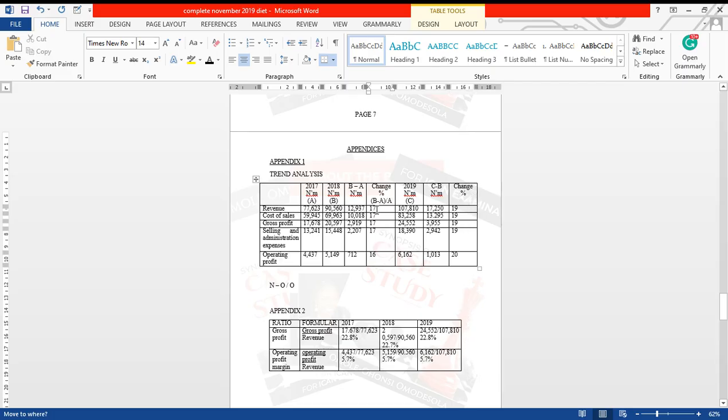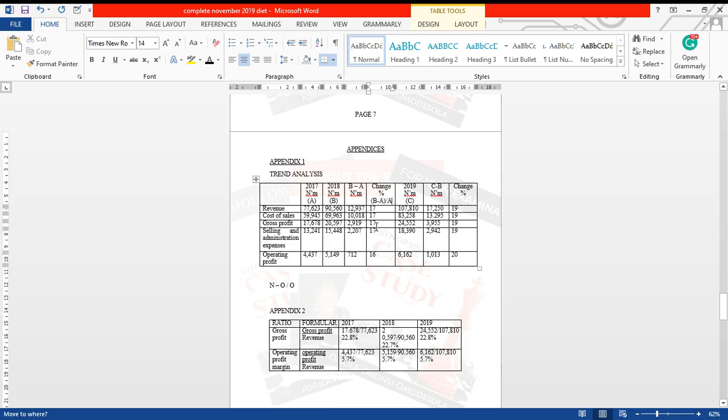So you can see that the change increased, right? There was a 17% change in revenue, 19% change too for revenue. But the unfortunate thing is that cost of sales also increased by the same amount. As revenue was 19%, 17% here, cost of sales was also 17% and 19%.